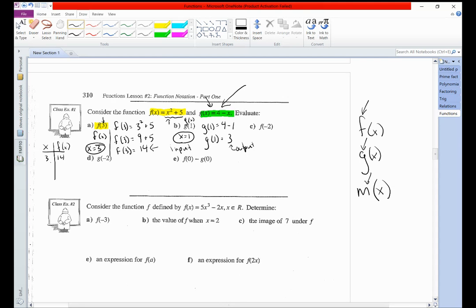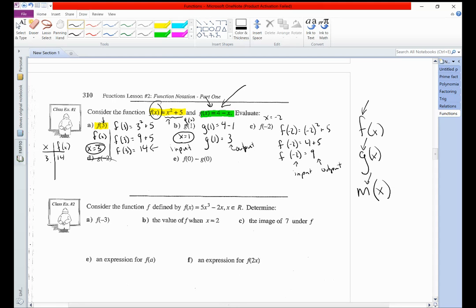Let's do f of negative 2. So in this case, x is going to be negative 2. So we can say f of negative 2 is going to be, we're using the function f now, negative 2 squared plus 5. So f of negative 2 is equal to, well, negative 2 squared is negative 2 multiplied by negative 2, which is positive 4, plus 5, and f of negative 2 is 9. So our input is negative 2, and our output is 9.